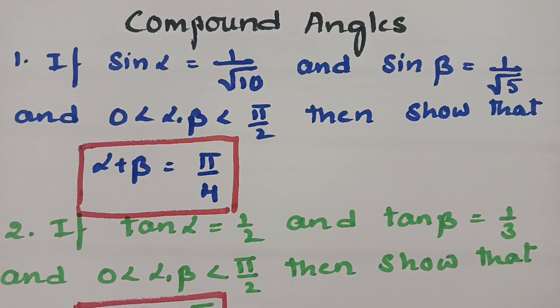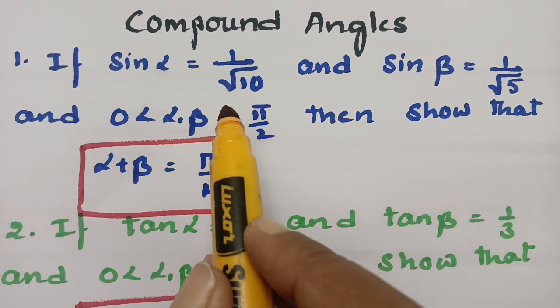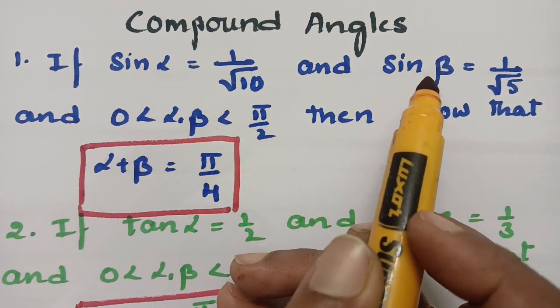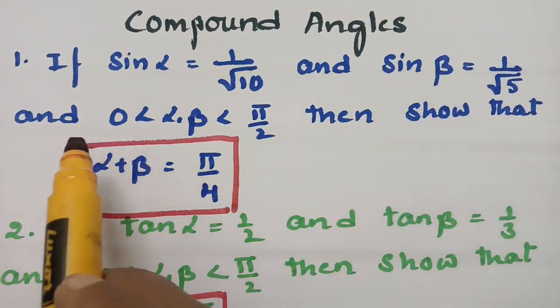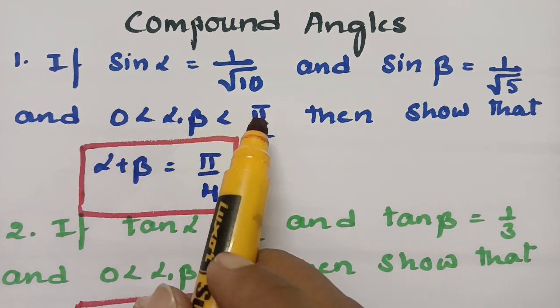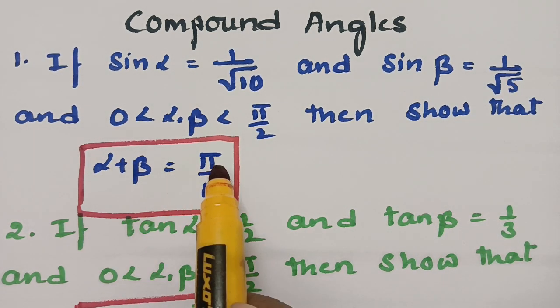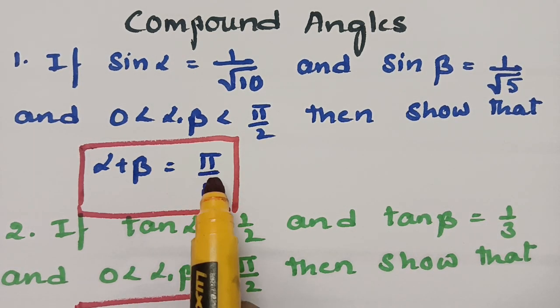Today's video is on compound angles. In today's video, I am going to give solutions for the most important three questions. The first question here is: if sine alpha is equal to 1 by root 10 and sine beta is equal to 1 by root 5, and alpha, beta values range from 0 to 90 degrees, then we have to show that alpha plus beta is equal to pi by 4, which is equal to 45 degrees.